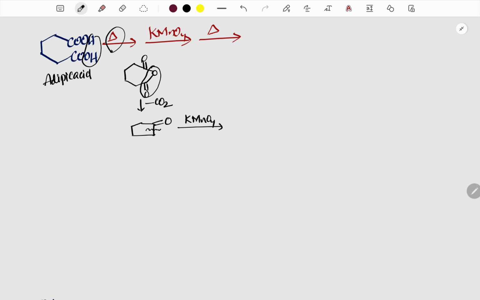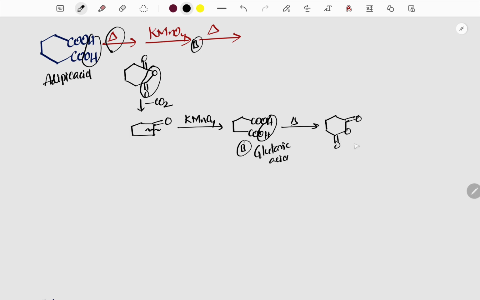So here we have to break the corresponding bond like this and write down COOH and COOH. It is the structure of B, you can say. Now it is heated, so it is glutaric acid. When glutaric acid is heated, dehydration takes place and forms the corresponding 6-membered anhydride. The 6-membered ring anhydride is stable, so it is our final compound.